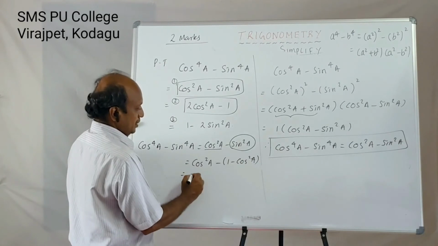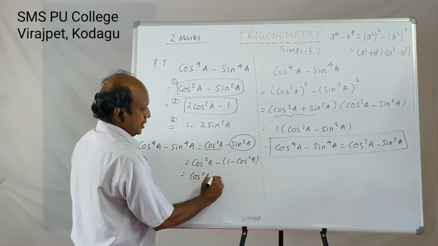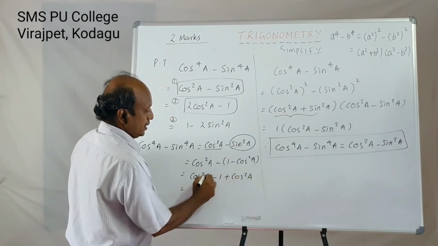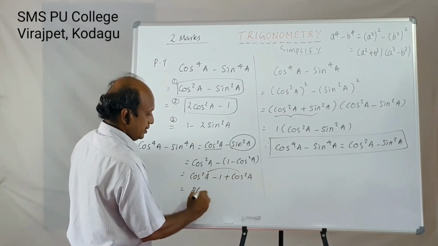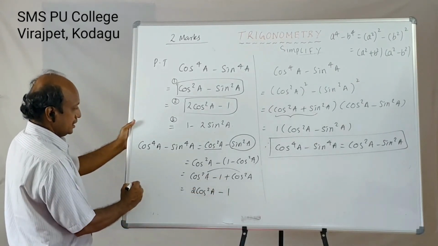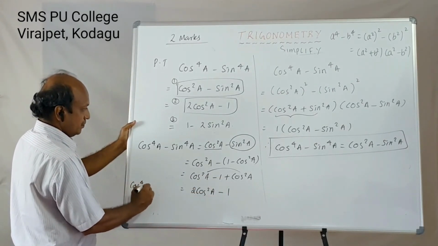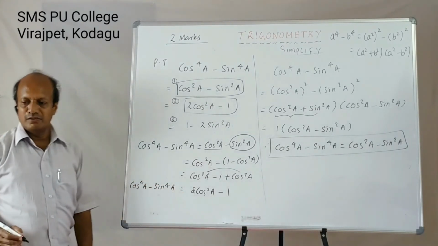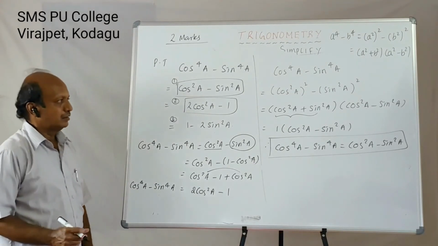Therefore, what will we get here now? Cos square a minus 1 plus cos square a. Cos square a plus cos square a, when you add it, you will be getting 2 cos square a minus 1. Therefore, what is the second result? Cos to the power of 4a minus sin to the power of 4a is equal to 2 cos square a minus 1.